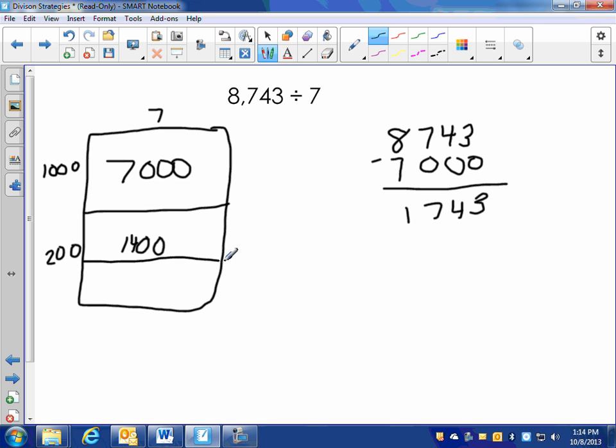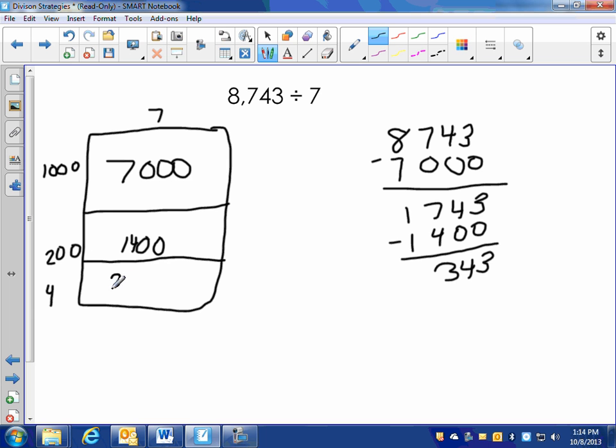So that's my next chunk. So I'm going to go ahead and take away 1,400, and I'm going to subtract to get 343. So 7 into 34 now is going to give me 4.